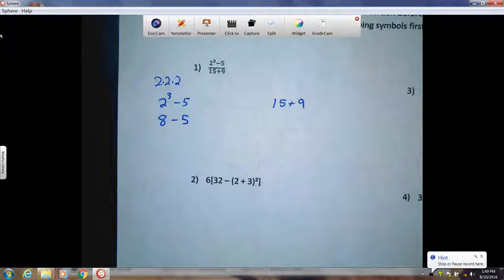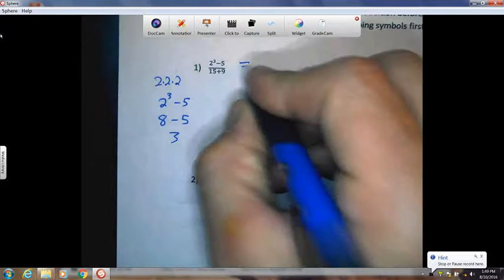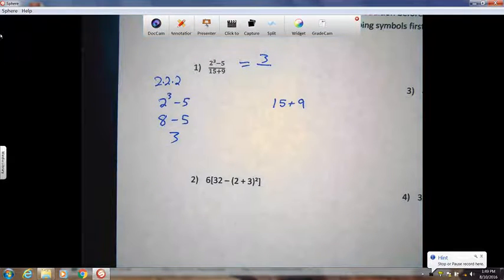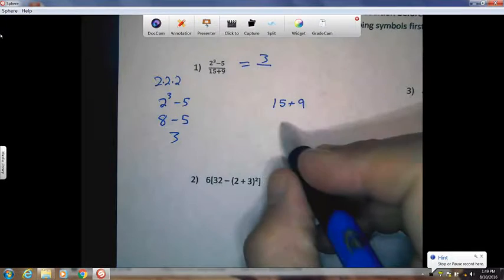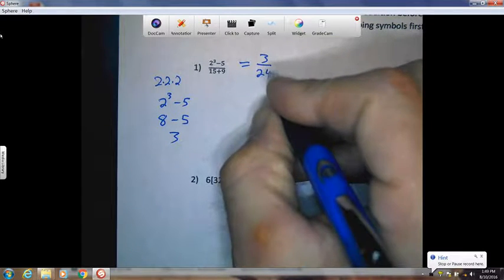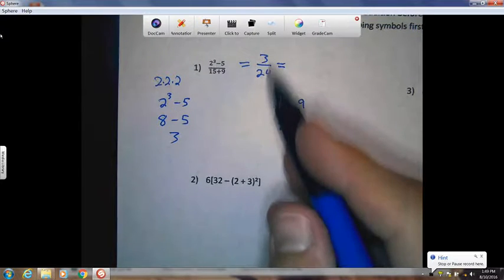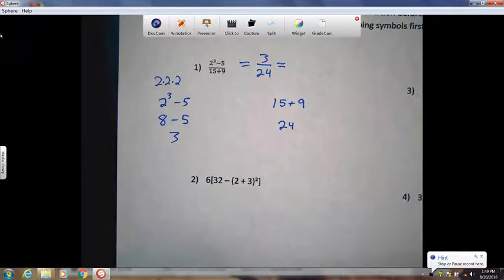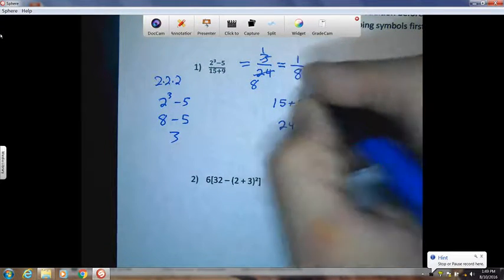It's 8. Make sure not to put 6. It's not 2 times 3, it's 2 to the third power. So then 8 minus 5 is 3. My numerator is 3. For the denominator, I have 15 plus 9. There's only one operation. So that's 24. So that's my denominator. Now I need to check if I can reduce this, and I can, because 3 and 24 are both divisible by 3. 3 goes into 3 one time, 3 goes into 24 8 times. So I get 1 over 8.